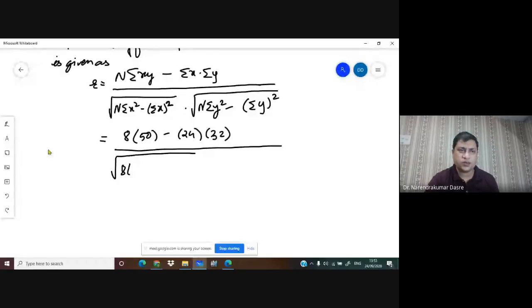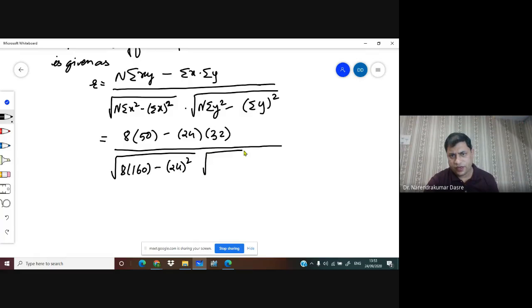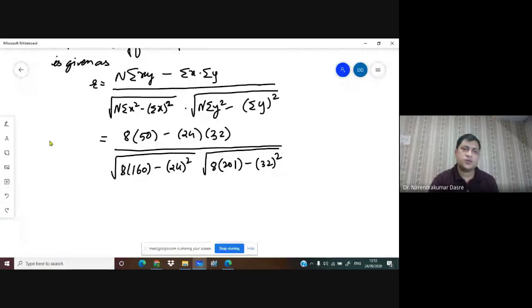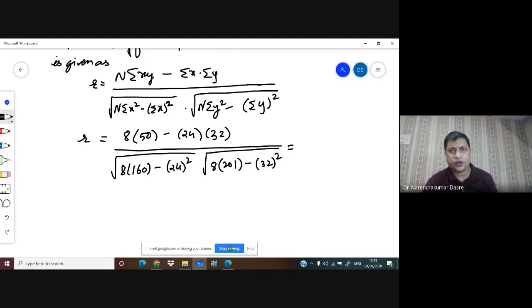So summation x square is going to be 160 minus 24 square. Then we have here 8 times, so this is 201 minus 32 square. Okay. So this is the value of r. So you calculate and then tell me what value you are getting. So what is the value of r you are getting? What about the others?